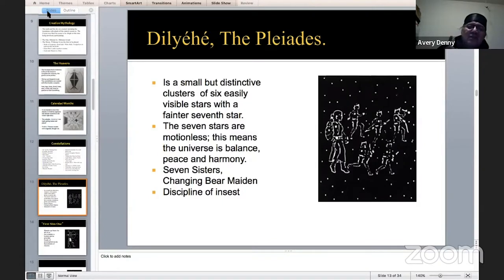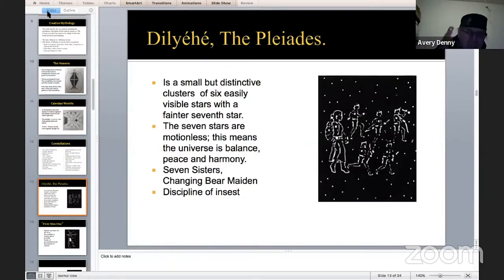Another version is the story about the changing bear maiden. She had brothers, and after the brothers were accused of killing her husband, she went out and started killing her brothers. And there were seven of them, and she killed every one of them except for one, the one that survived. So that's another story like that.